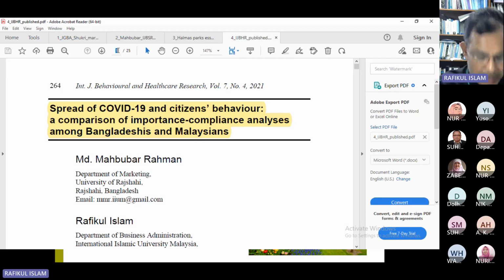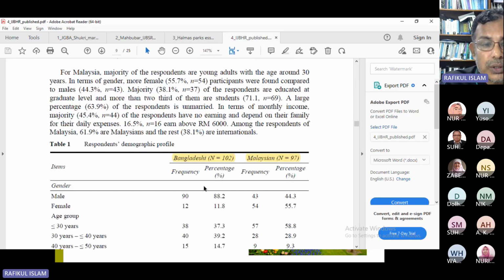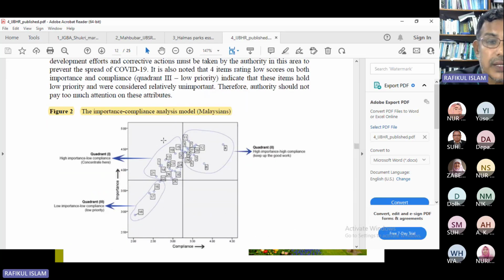Page 9. What is page 9? I think it's the demography. So he got 102 respondents from Bangladesh, and I got 97 respondents from Malaysia. Okay, then page 12, this is the IPA map. This is actually double work. One map for Malaysian respondents, another map for Bangladeshi, and then we had some comparison.